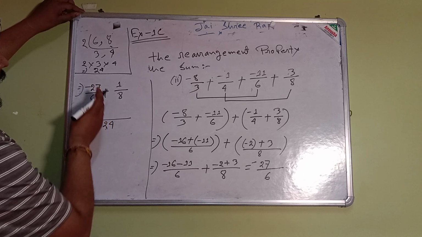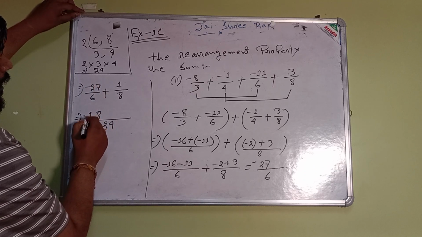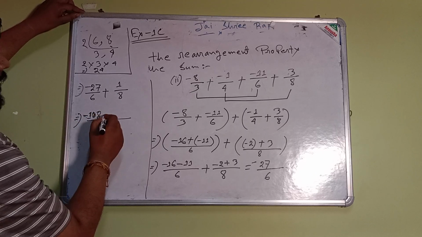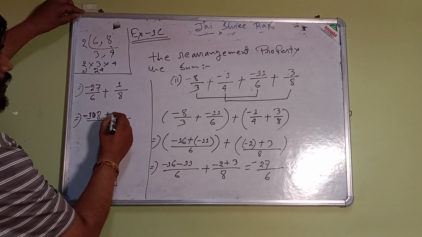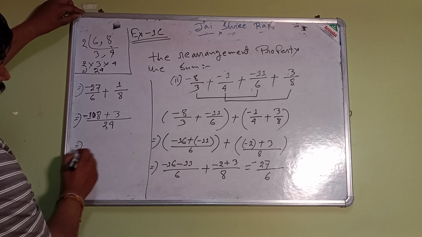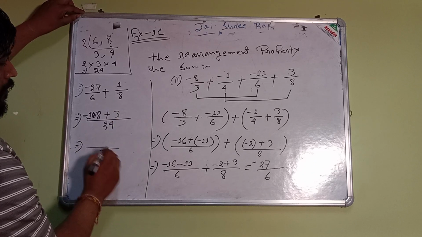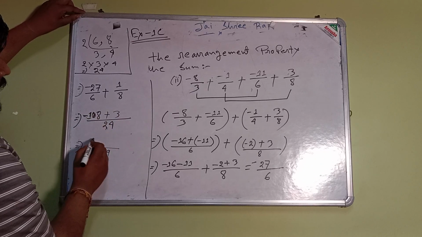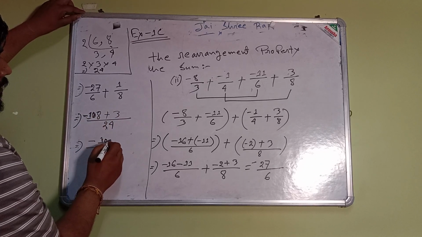Now 6 fours are 24, 4 into 27 is 108, and 8 threes are 24, 3 ones are 3. So minus 108, then plus 3. Now the lower one is 24, and for the upper, since the signs are different, we have to do subtraction. You already know that: minus 105.